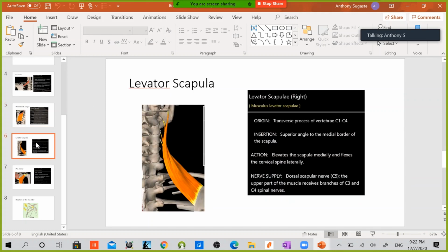And levator scapula helps with downward rotation of the shoulder and elevates the scapula medially. When they're talking about elevating the scapula medially, it's really like this manner. It's not going this way per se. It does help bring the scapula upward and medial, as you can see, toward the spine in this direction.